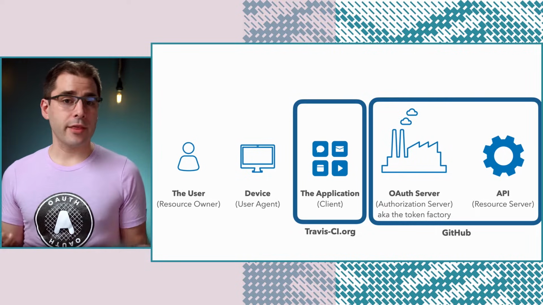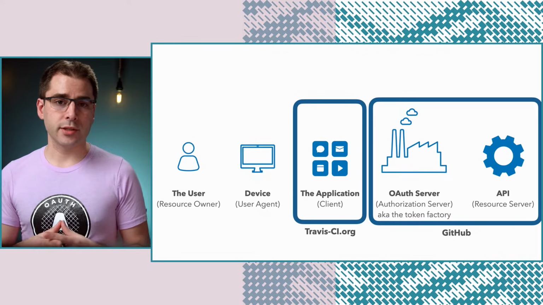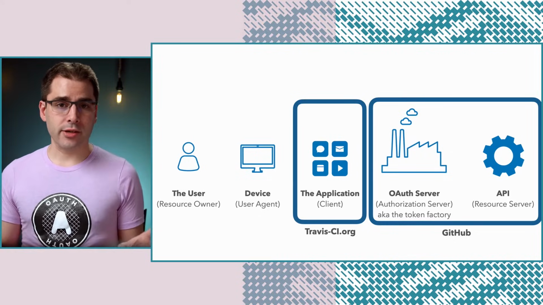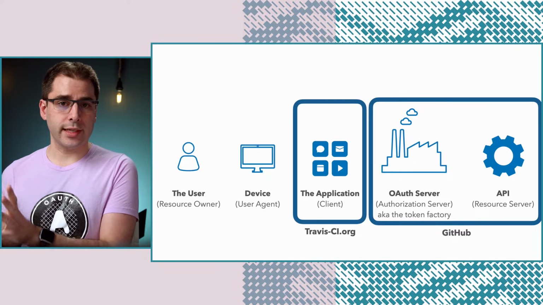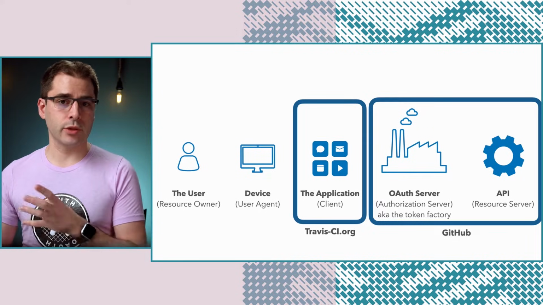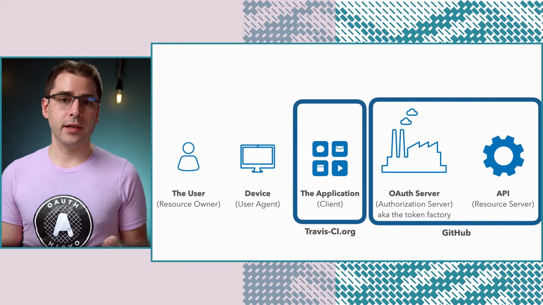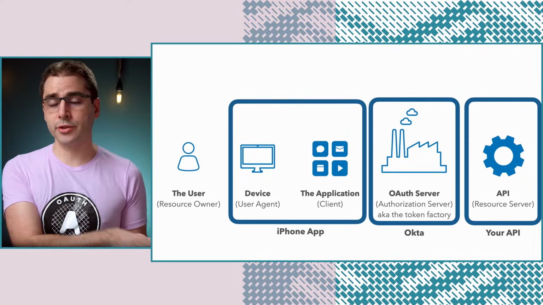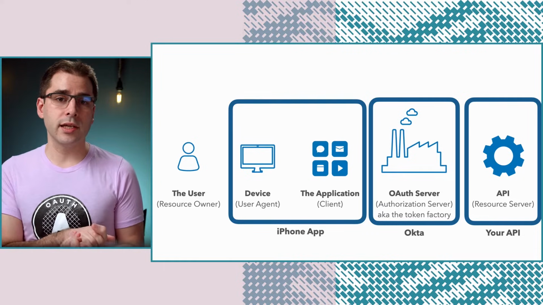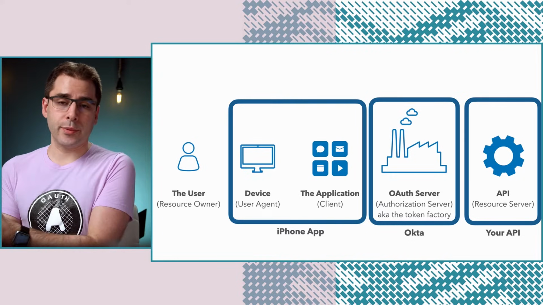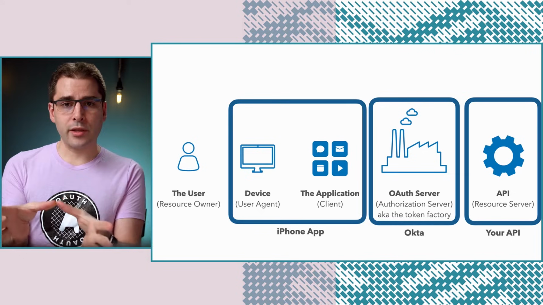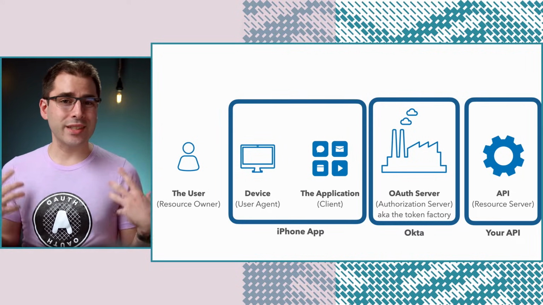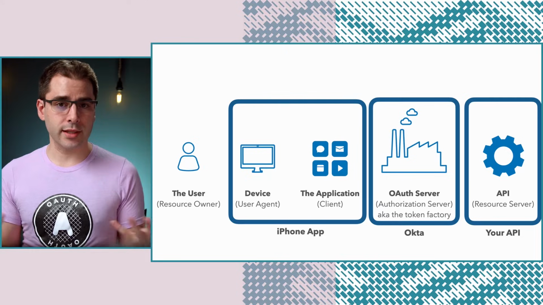And then the application might be a third-party app like Travis CI, which is going to be accessing data from that resource server. Now, it doesn't matter that one piece of software is playing two roles. We still talk about the two roles that it plays independently. Similarly, you might be building an iPhone app that is then going to be running on the user's device, not accessed over a web browser. That iPhone app is going to talk to your own API, but then Okta might be the OAuth server in the middle. So again, it looks totally different, but we still always talk about the same roles that these pieces of software play.